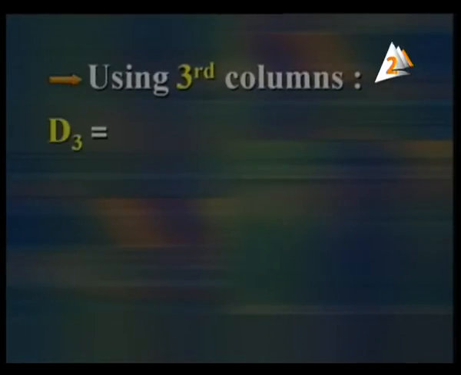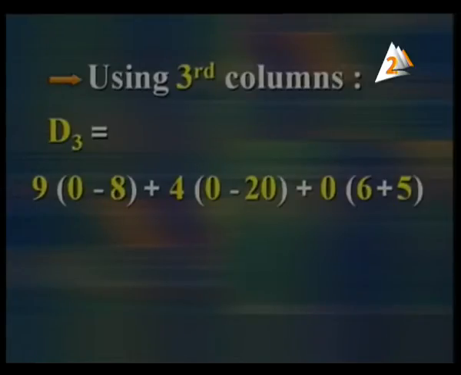Using the third column, D3 equals 9 times the bracket containing 0 minus 8, plus 4 multiplied by the bracket 0 minus 20, plus 0 multiplied by 6 plus 5, equals negative 72 plus 80, which also equals 8. By using the third column, the determinant equals 8. Third row, the answer or determinant equals 8.